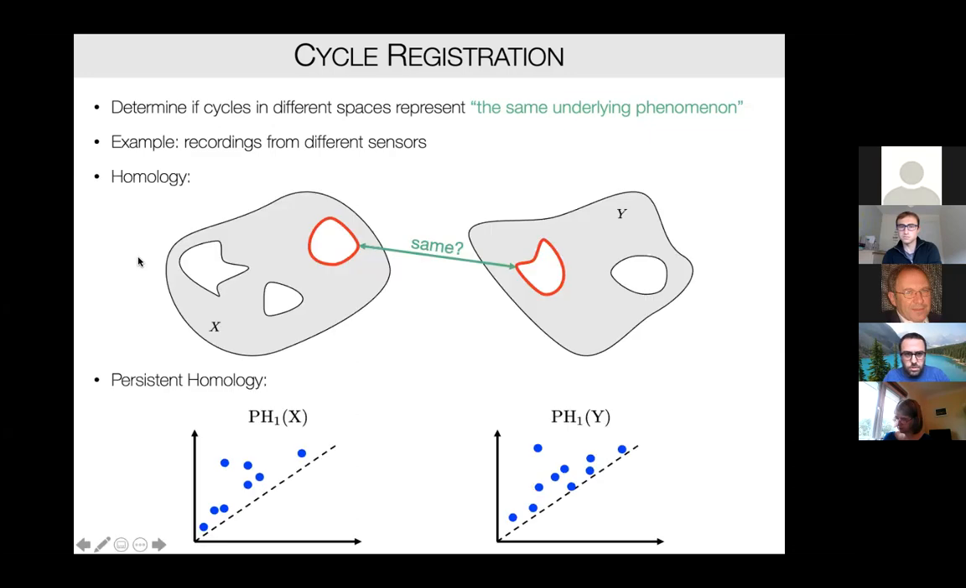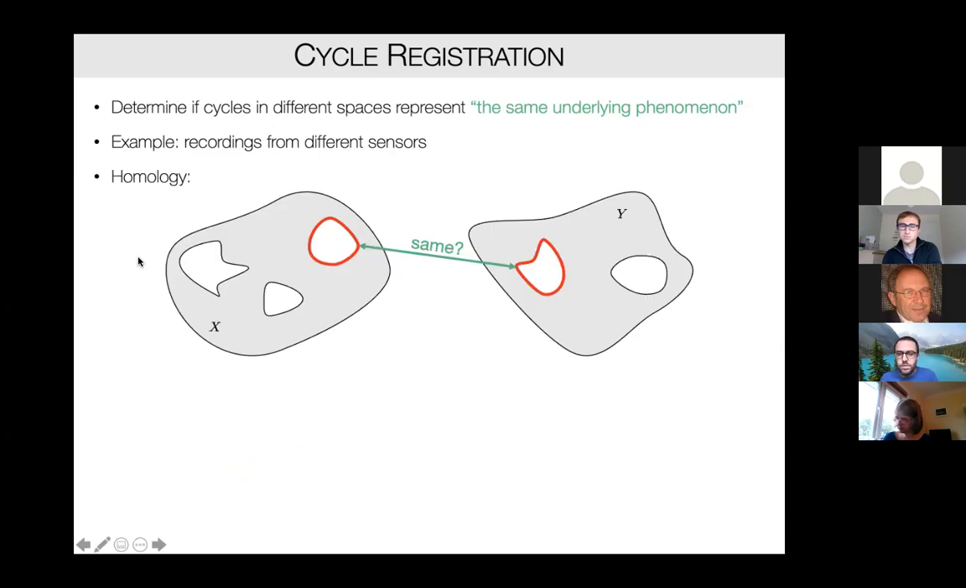Okay, so let's think, for example, on homology. Let's say we have X and we have Y. Each of them is a measurement from different sensors. And we want to say that maybe this cycle over here represents the same phenomenon as the cycle on the right. How do we do that? How do we take 2 spaces and say this cycle matches the other one?